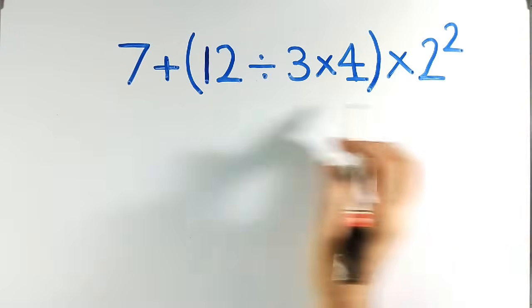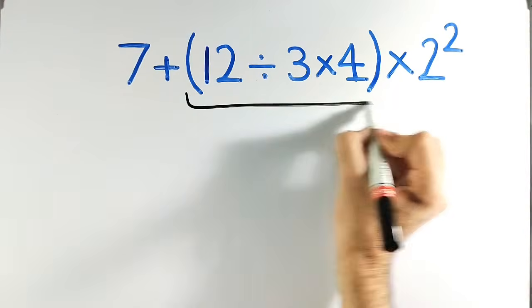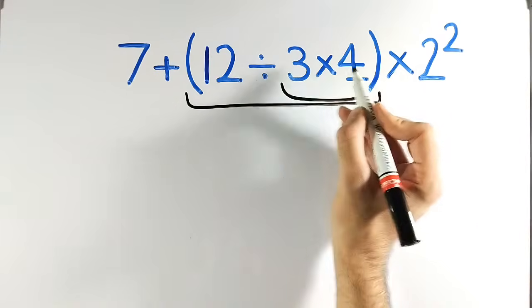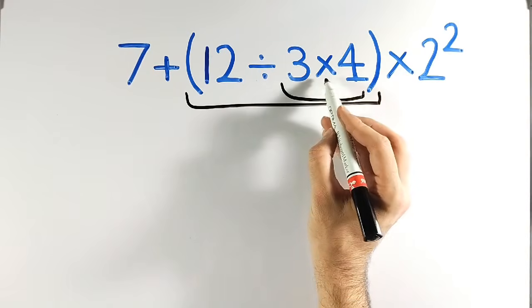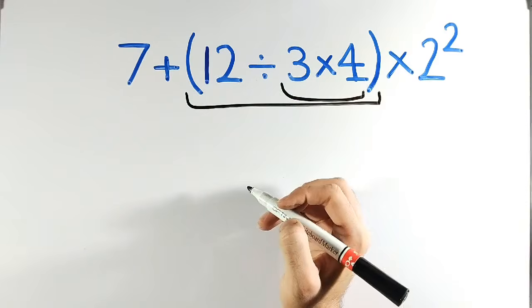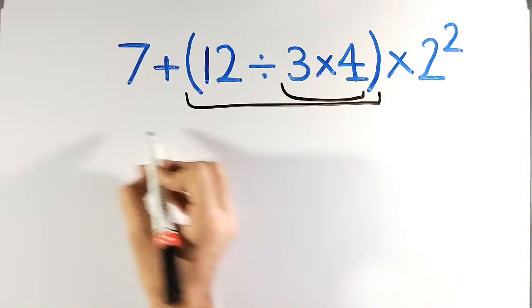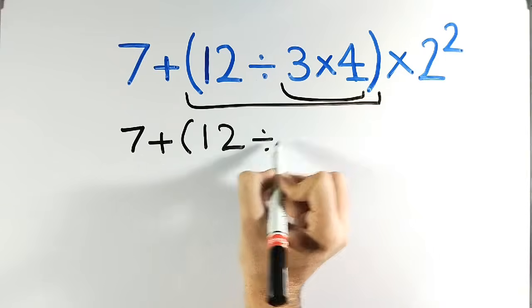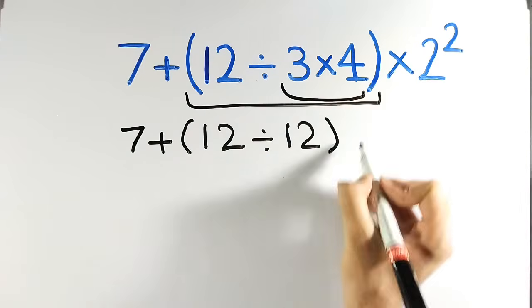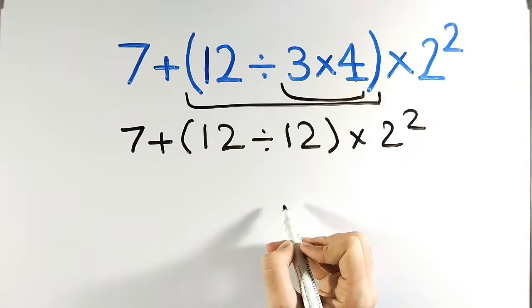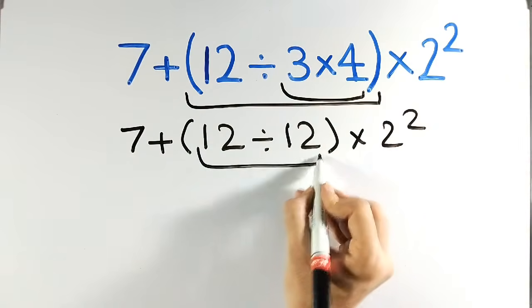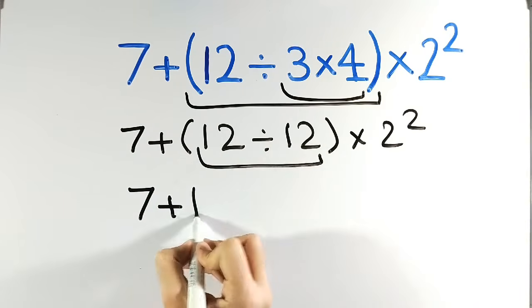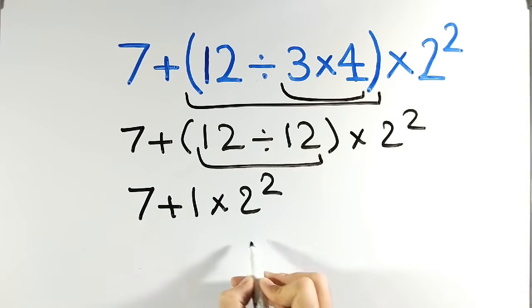Also, some other people, when solving this question, again go straight to the expression inside the parentheses, but this time they start with the multiplication between 3 and 4 because they think multiplication has priority over division. So, instead of this expression, they write 7 plus open parenthesis 12 divided by 12 close parenthesis multiplied by 2 squared. And the next step, they go for the division between 12 and 12 and write this expression as 7 plus 1 multiplied by 2 squared.